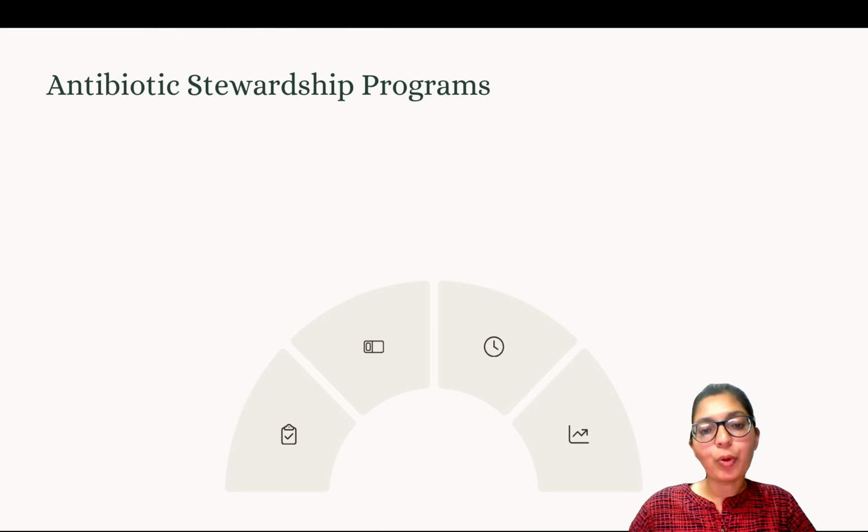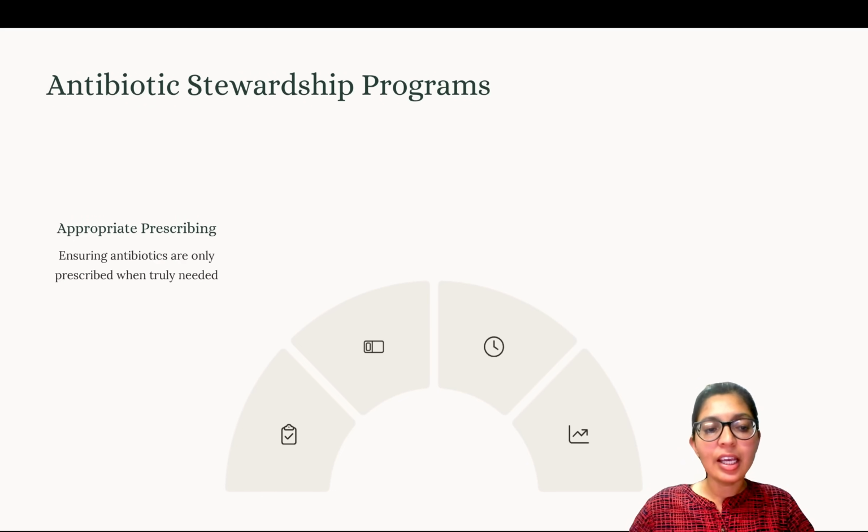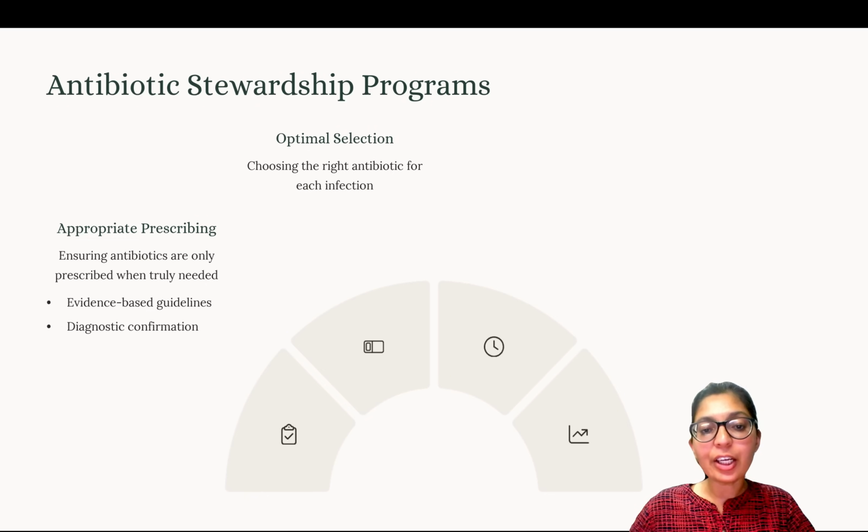Antibiotic stewardship programs. Appropriate prescribing is important: ensuring antibiotics are only prescribed when truly needed. Evidence-based guidelines should be followed. Diagnostic confirmation should be there. Optimal selection of the antibiotics: choosing the right antibiotic for each infection. Narrow spectrum when possible. Local resistance patterns should be considered.